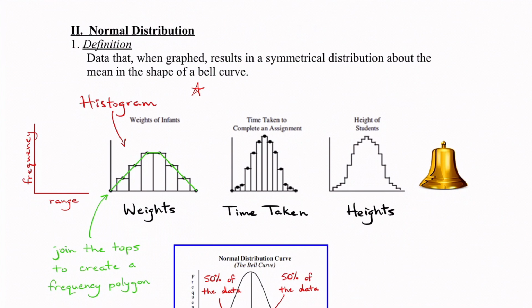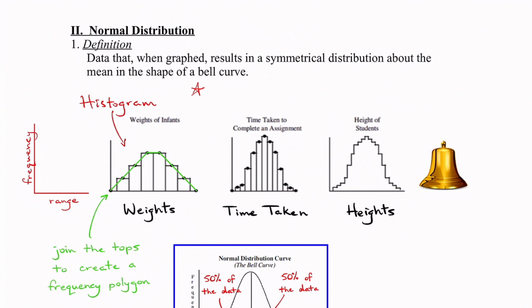The normal distribution is basically a shape that you're going to get from the data. It says data, when graphed, results in a symmetrical distribution about the mean in the shape of a bell curve. Symmetrical just means it's going to have the exact same shape on both sides, like this. And when it says about the mean, that just means that the center is where the mean is, so it's on both sides of the mean. And of course, it's called a bell curve because it has the shape of a bell.